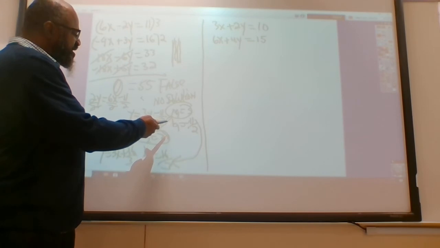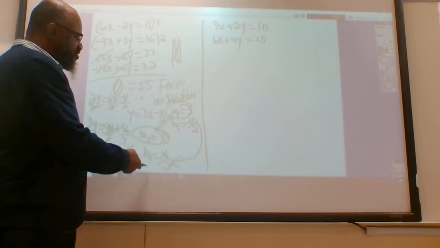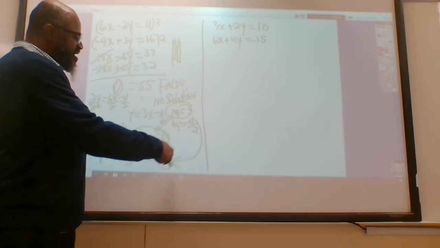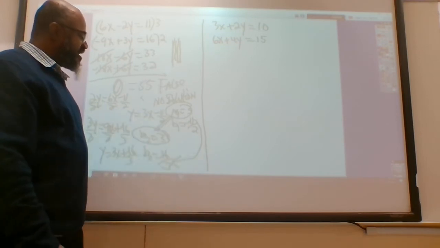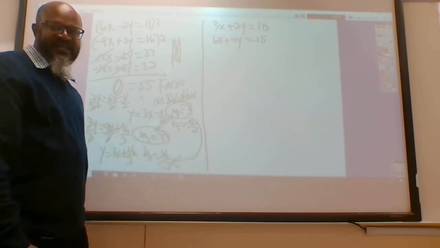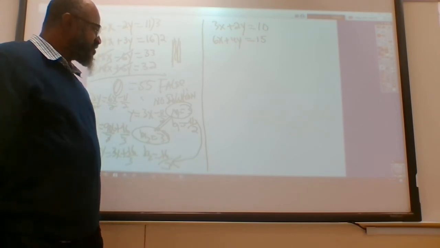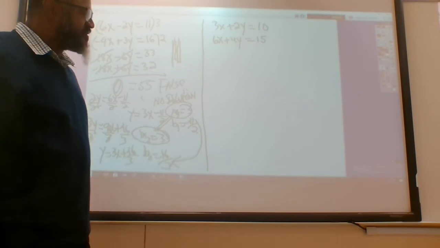When we put it in slope-intercept form, we compare their slopes. We find out the slopes are the same and the y-intercepts are different. That is the definition of parallel lines. Two lines are parallel if and only if they have the same slope and different y-intercepts. We have proved that here.